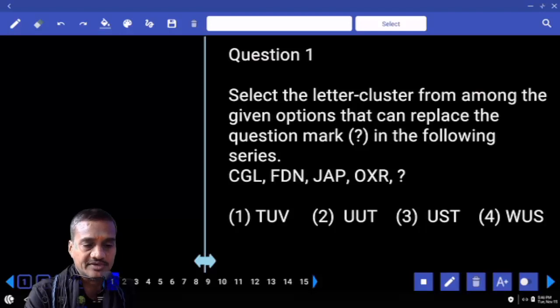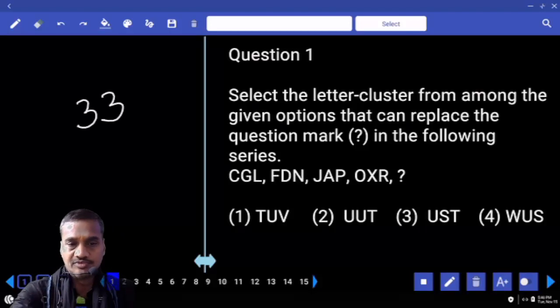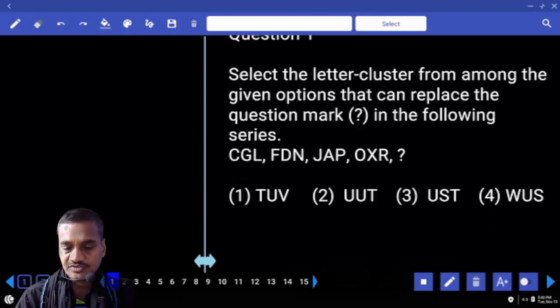SSC CGL Tier 1, paper number 33. Now in this one, question number 1. The first one is based on letter series.